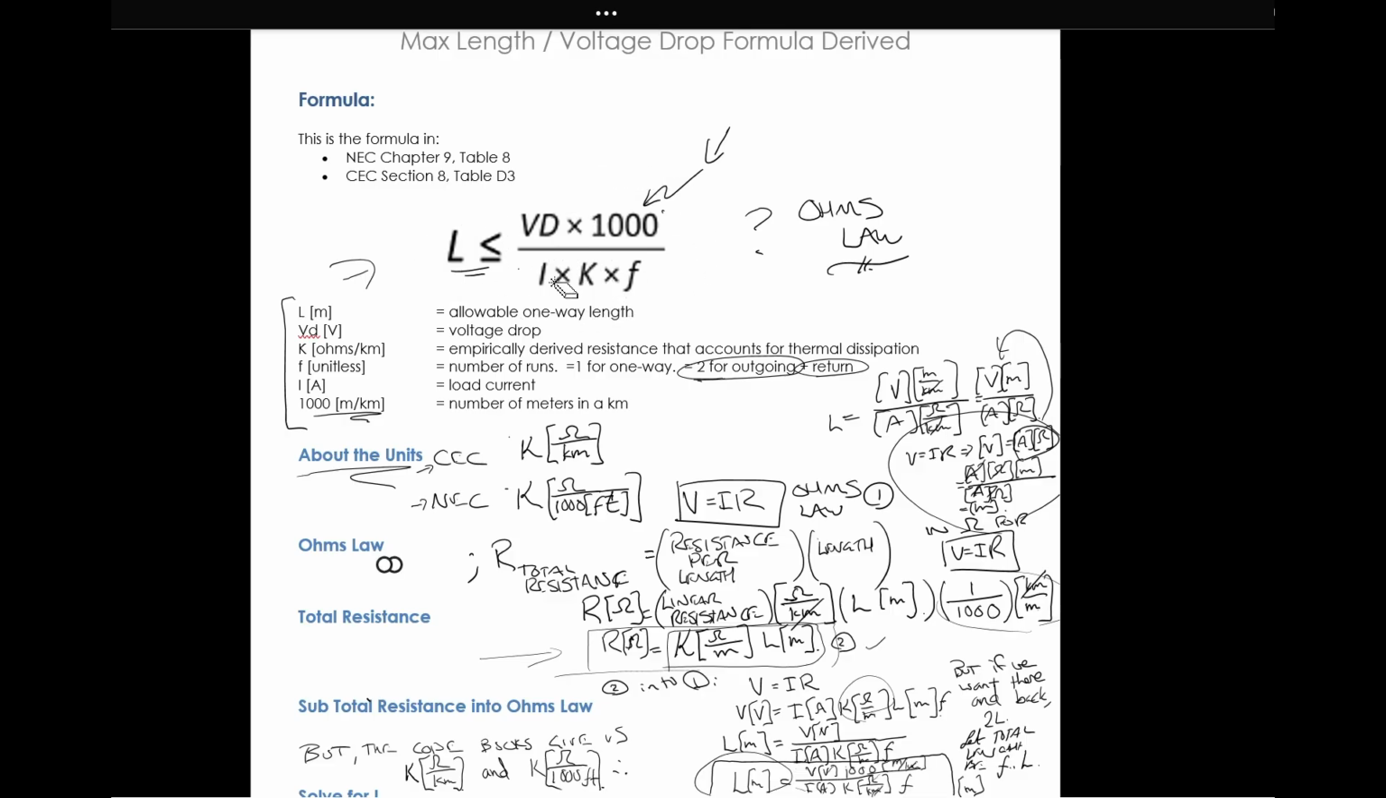We have, let's double check. We have length in meters up here. We have V, 1,000, I, K, F here. This equals this. And we have illustrated that the formula in the National Electrical Code, Chapter 9, Table 8, and the Canadian Electrical Code, Section 8, Table D3, is indeed directly from Ohm's Law.